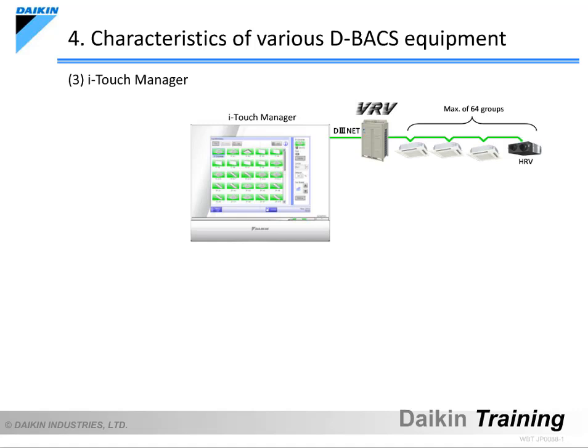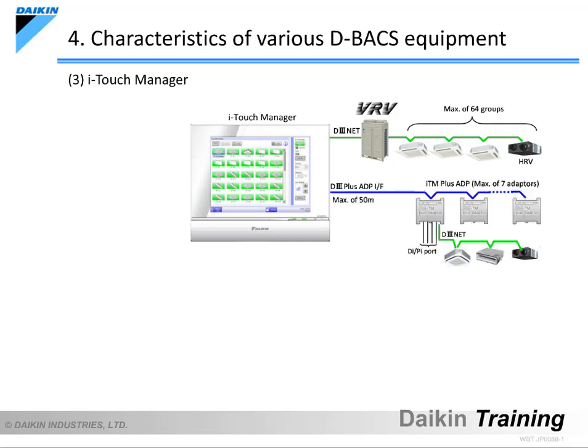A system in which the ITouch Manager is used alone has one D3net line, to which up to 64 groups of indoor units can be connected. If it is necessary to connect more than 64 groups of indoor units, 7 more D3net lines can be added by connecting up to 7 optional ITouch Controller Plus adapters to the ITouch Manager. This enables the connection of a total of 512 groups of indoor units.